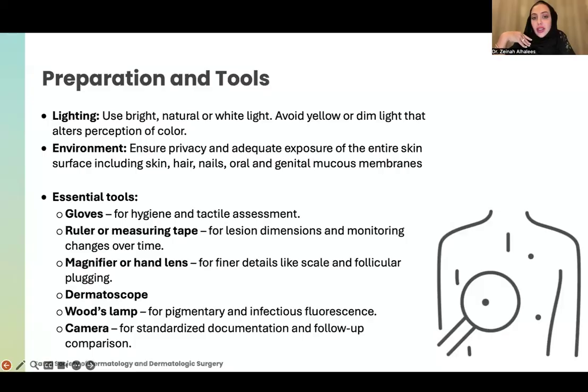What we use nowadays is more of a dermatoscope, and I'm going to talk about it in a bit. Wood's lamp also can help augment you in your examination if you're looking at pigmentary and infectious lesions. And then you can use a camera, obviously, for standardized documentation and follow-up comparisons.